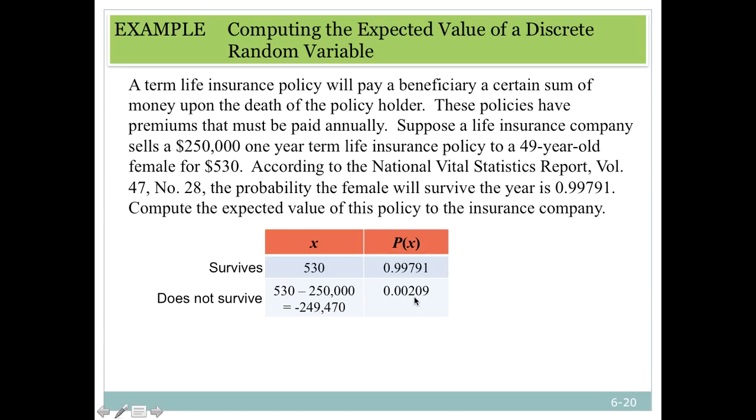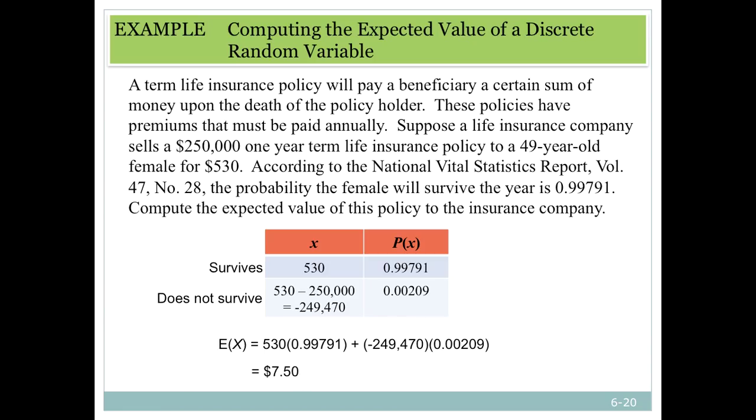And if we want to find expected value, we do this the same way that we just did in the previous example, which is just by taking x times the probability of x and then adding those things together. So if we take our $530 times the corresponding probability, and we take our negative $249,000 times its corresponding probability, and then we add those two values together, or in this case, really we're subtracting, we end up with $7.50.